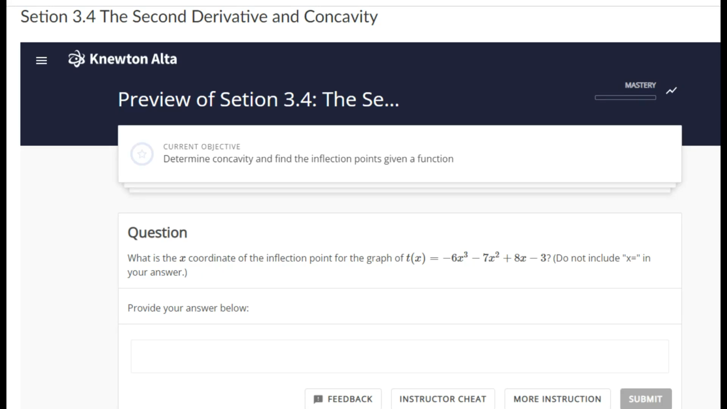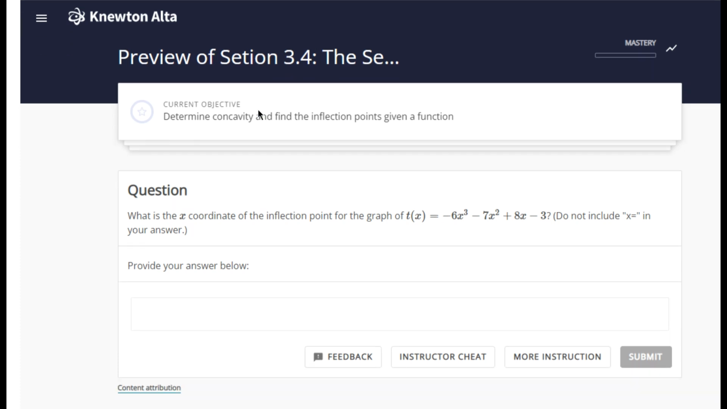Hello again, section 3.4. Oops, this says session. So does this. That's not right. Section 3.4 is what they meant. And it's asking about inflection points. So inflection points come from the second derivative.